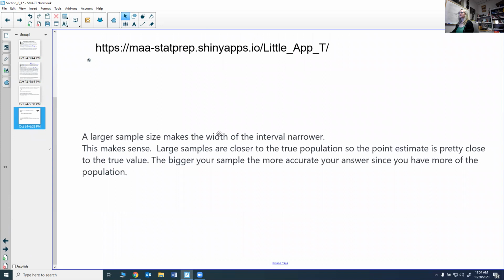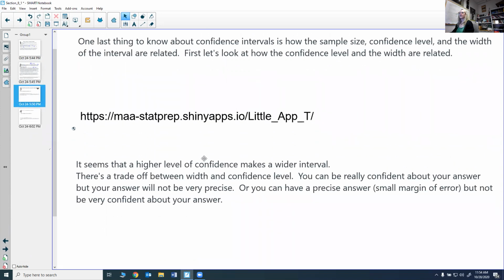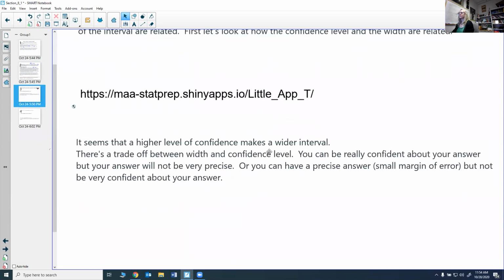A larger sample size makes the width of the interval narrower. This makes sense. Larger is closer to the true population. So the larger sample size you can get, the more narrow you can get. And then the higher your confidence level, the wider your interval, because I'm more confident that my interval is going to capture that true value. So I need to have a wider interval to capture it.